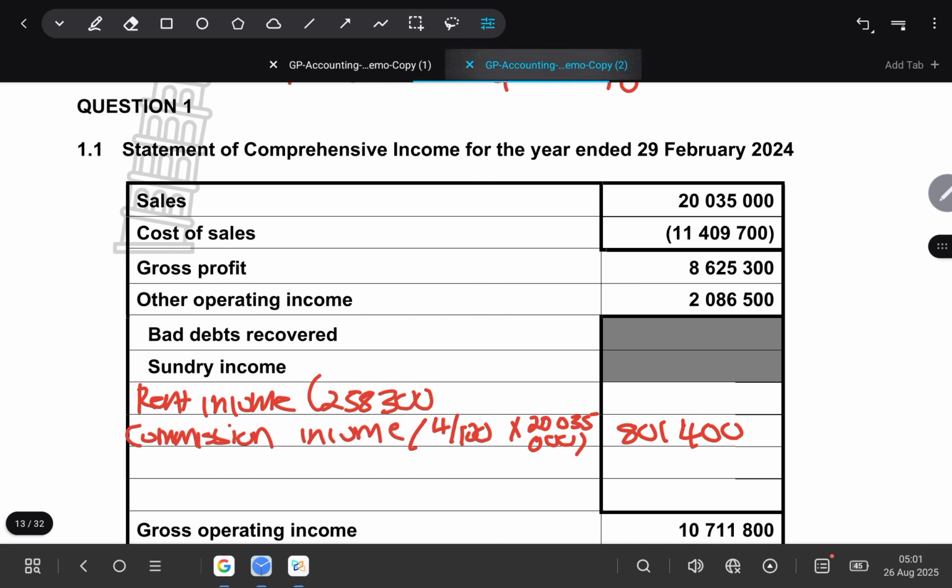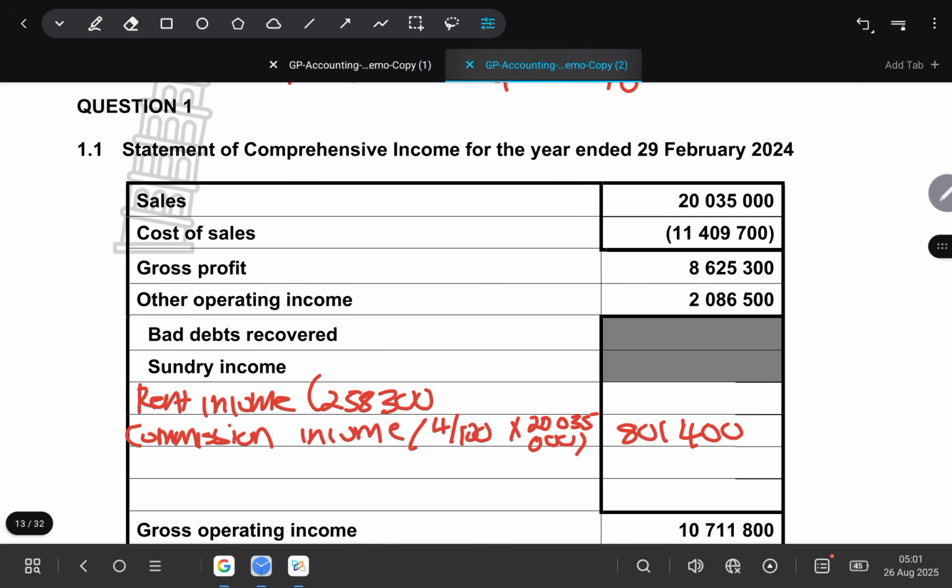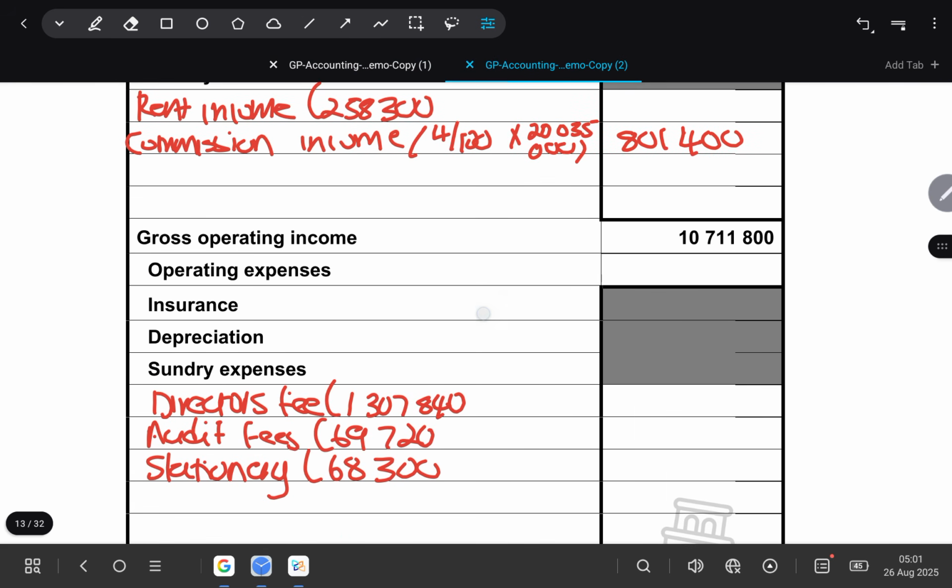Then the next item says that only 2/3 of the audit fees were paid. The balance will be paid in March. So once they say something will be paid, it means it has not been paid. So we are owing that 1 out of 3. Okay, so let's check how much is our audit fees. So our audit fees, remember here, it's 69,720.